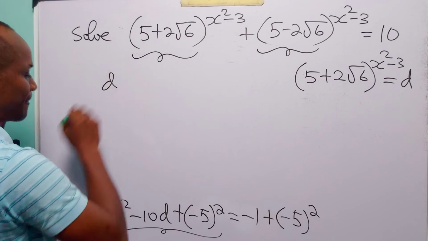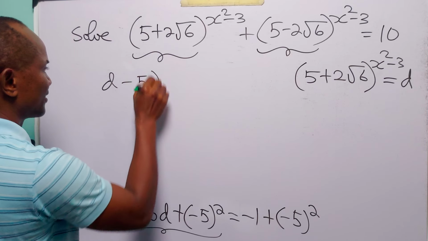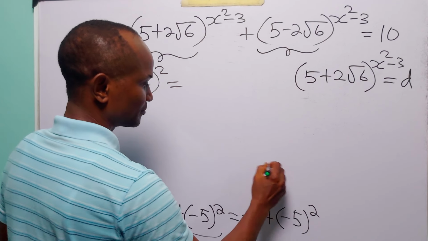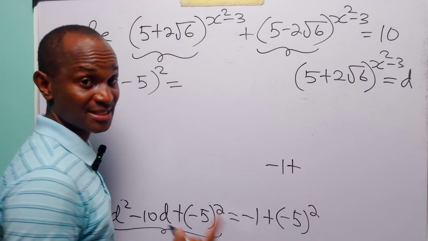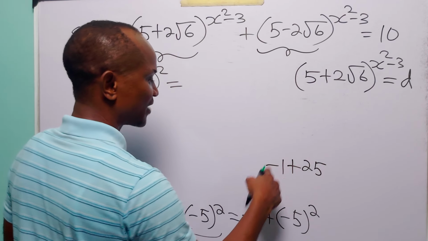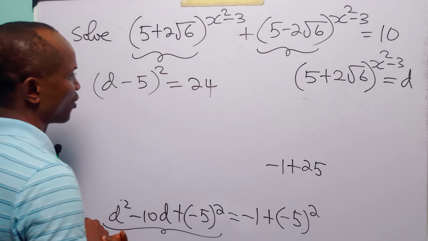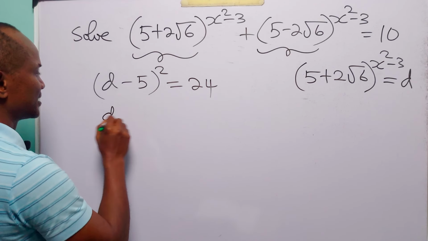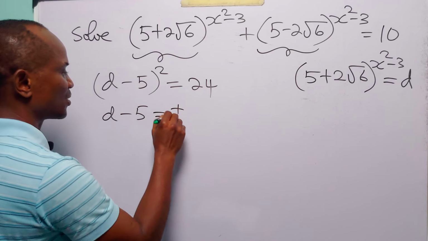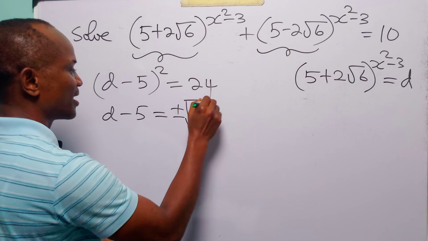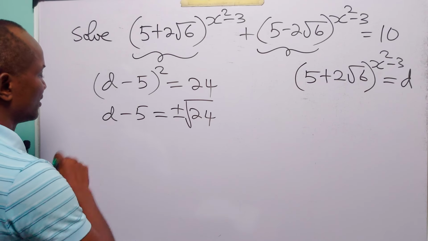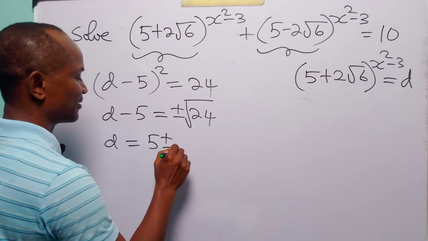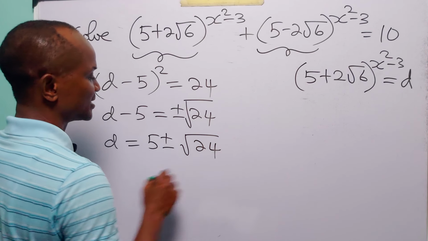Of course, you know that this left-hand side is a perfect square. So we take d and we take minus 5 and we square. And this is equal to minus 1 plus (minus 5) squared, which is 25. 25 minus 1 is 24. And of course, taking square root of both sides of this equation, we have that d minus 5 is equal to plus or minus the square root of 24. We have that d is equal to 5 plus or minus the square root of 24.